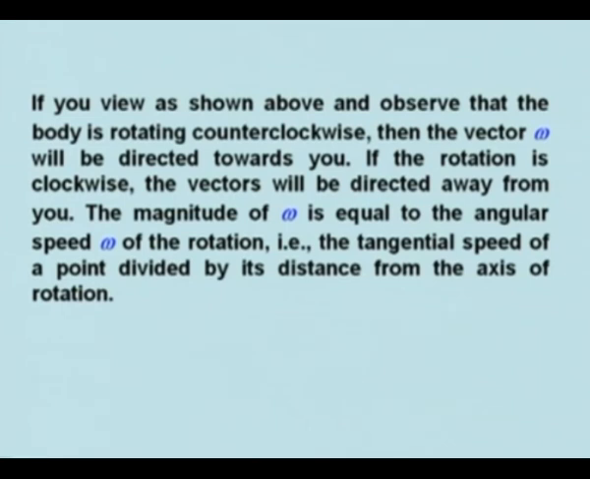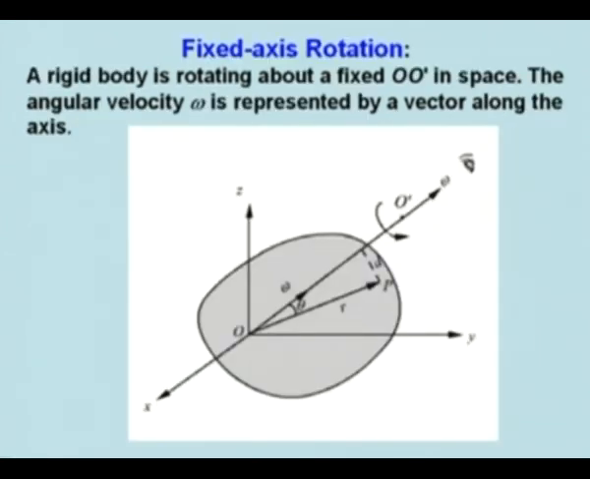Magnitude will be like this: if you find out that point P is there, point P has some tangential linear velocity. So what one has to do is divide it by this small d, and that becomes the angular velocity, that is the magnitude.